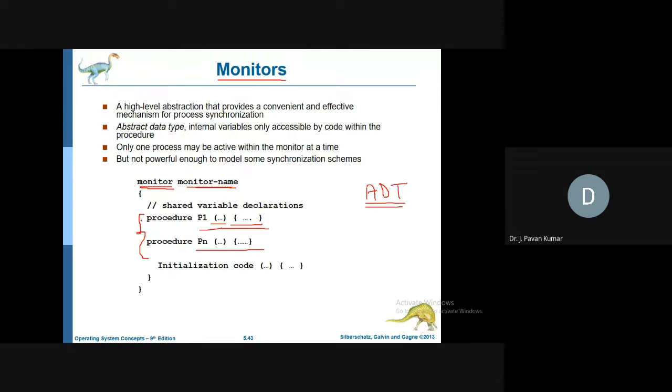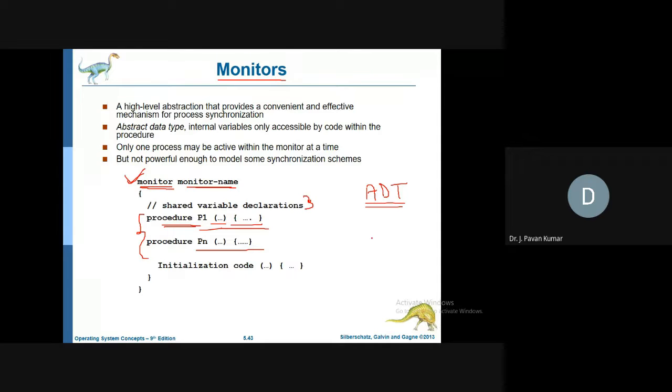Procedures P1, P2, P3, and so on, n number of procedures we can have here, and all these procedures can utilize some shared variables which are declared here. Whatever variables are declared within the procedures can be accessed by these procedures. Now this particular abstract data type will be provided to the programmer, and he will not be writing the code directly. He will be utilizing only these particular procedures which are provided through this monitor.